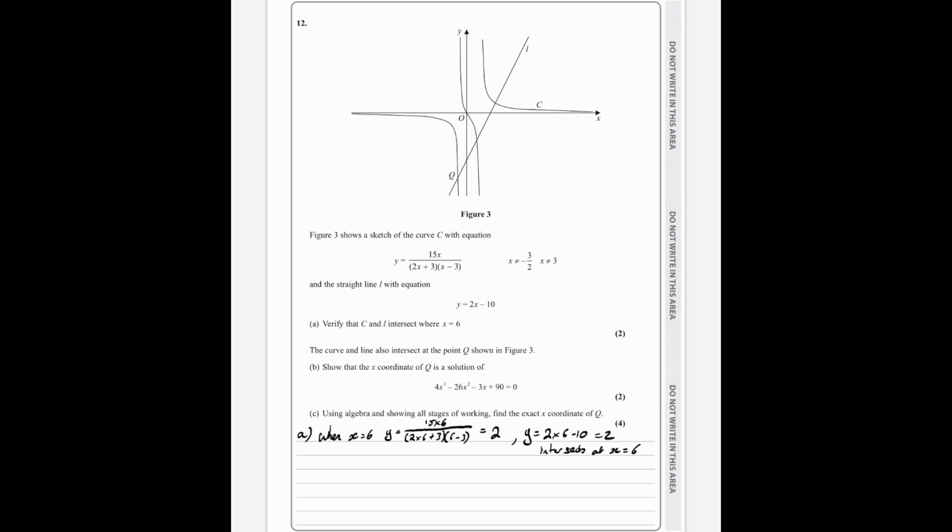Then for b, to find the intersection of the line and the curve, we're going to substitute y for 2x minus 10. So 2x minus 10 will be equal to 15x all over (2x plus 3)(x minus 3). And the solution to this equation will give us the points of intersection. So we are just going to rearrange everything. I'm going to multiply both sides by (2x plus 3) times (x minus 3).